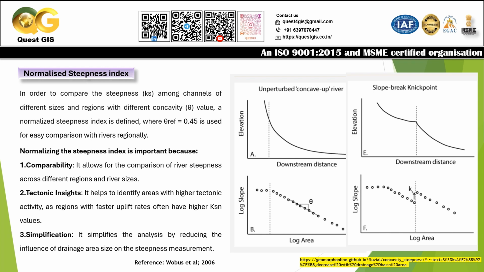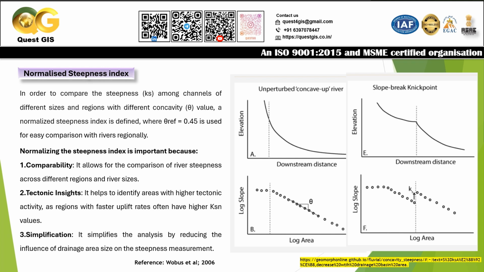Tectonic insights: it helps us identify areas with higher tectonic activity, as regions with faster uplift often have high KSN. What is KSN? Normalized steepness index values. And also it gives us simplification. It simplifies the analysis by reducing the influence of drainage area size on the steepness measurement. By using the normalized steepness index with a theta reference value of 0.45, it becomes easy for us to compare the rivers of different drainage area sizes.